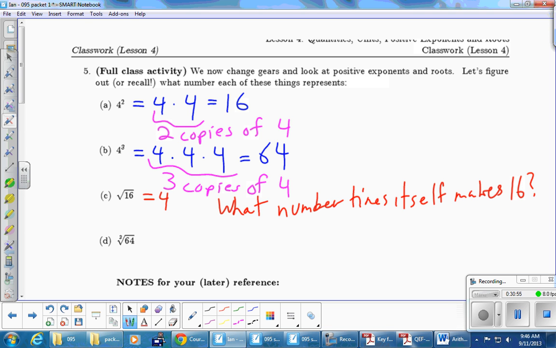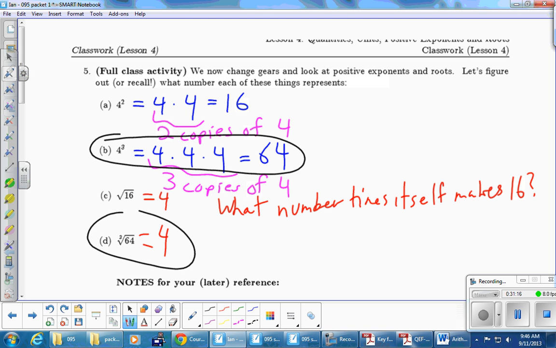I'm looking for a number, not that when I multiply by itself, which means I have 2 copies of the number, but I want 3 copies of the number. Some number times itself times itself, 3 copies of that number to give me 64. Anybody know what the answer is? It is 4. And in fact, this problem and this problem go hand in hand together, right? And the other two go hand in hand together. So the cube root of 64 is 4. It's the mirror image of that problem up there in part B. Some number times itself to give me 64.